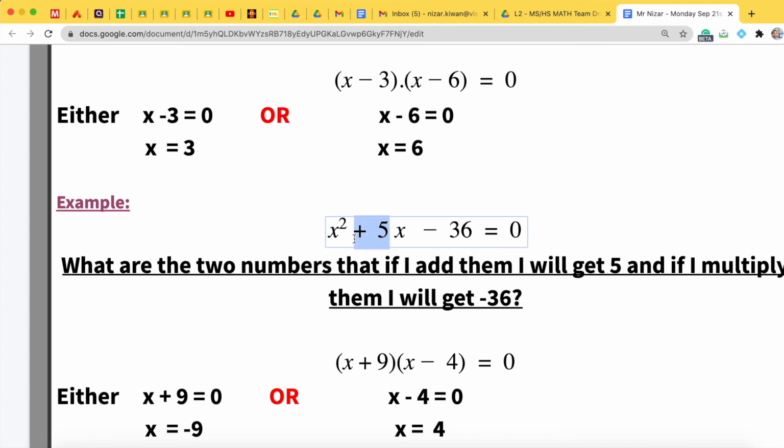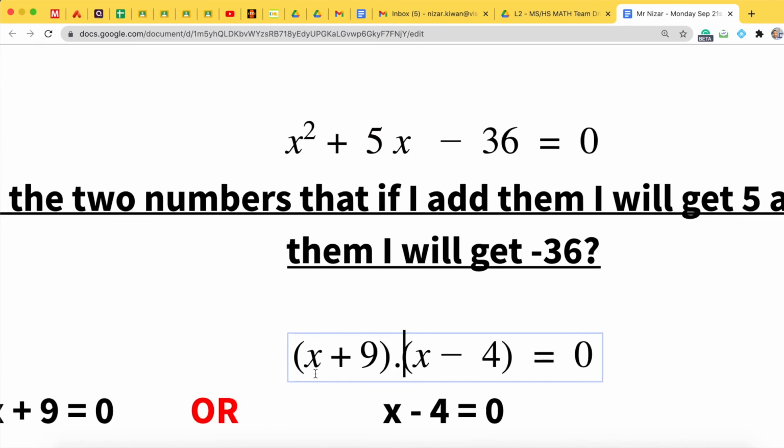So the answer is 9 and negative 4, because 9 times negative 4 is negative 36, and 9 plus negative 4 is 5. So the numbers are 9 and negative 4. So I will factorize it like that. It will be x plus 9 times x minus 4. So this x and this x always should be written, and the numbers that you guessed, you put them here. Now you have two brackets.